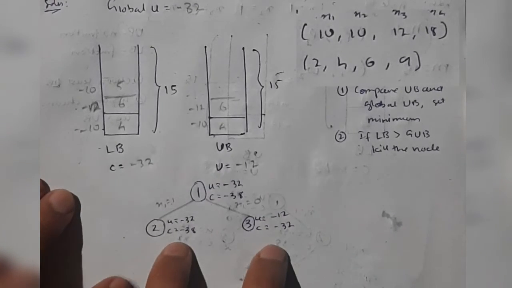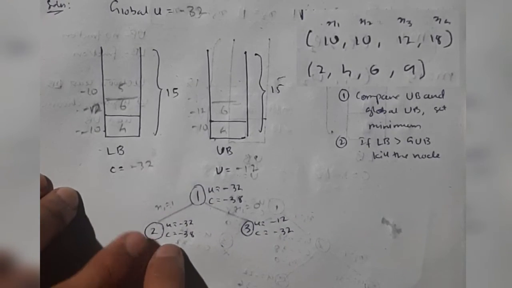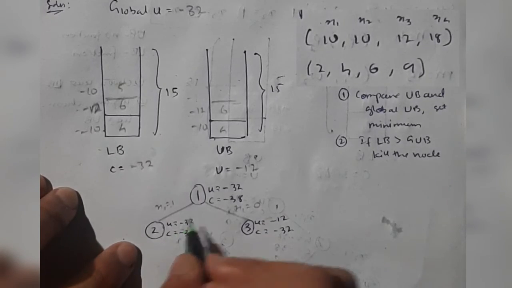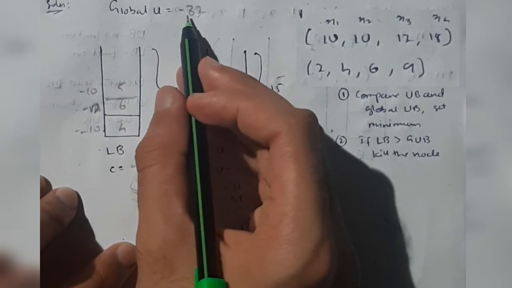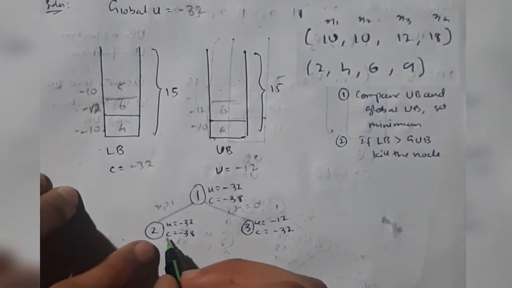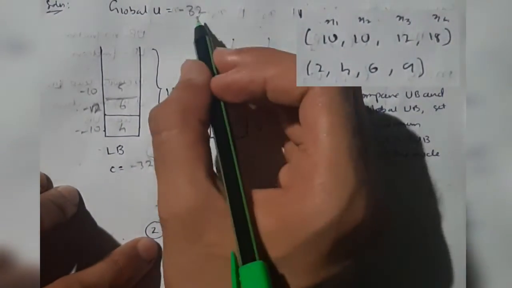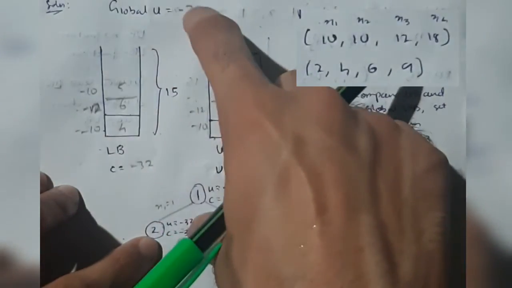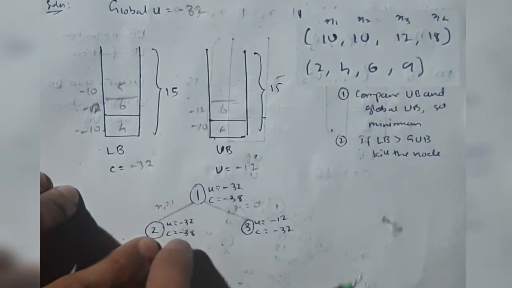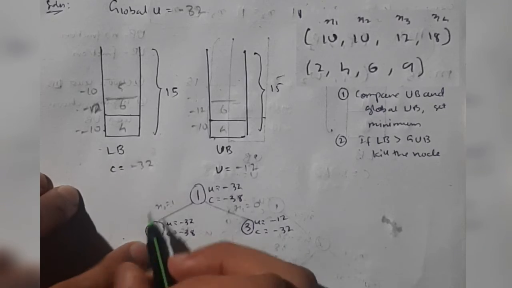At this point we have to make a decision. First let's see if the nodes are valid or not. U is minus 32, here also U is minus 32. You have to select the least one. Since both are equal, we will be leaving it as it is. Then C is minus 38. Here U is minus 32. Compare these both. In any case, if C becomes greater, at that time we will kill the node.